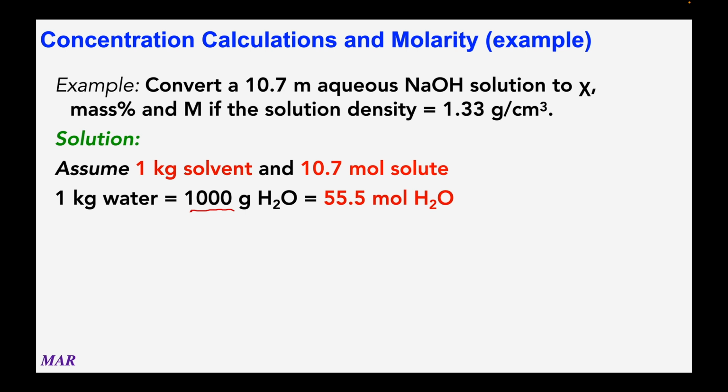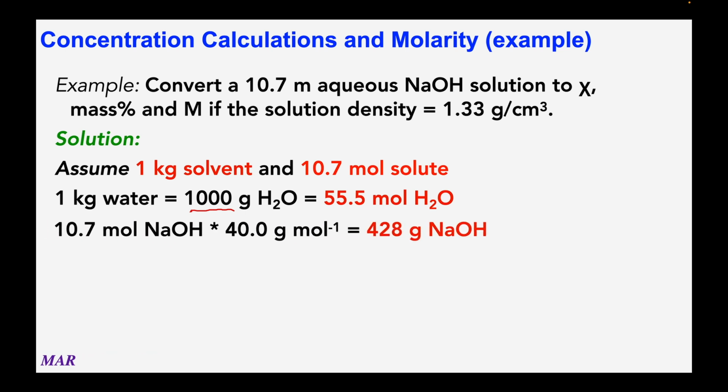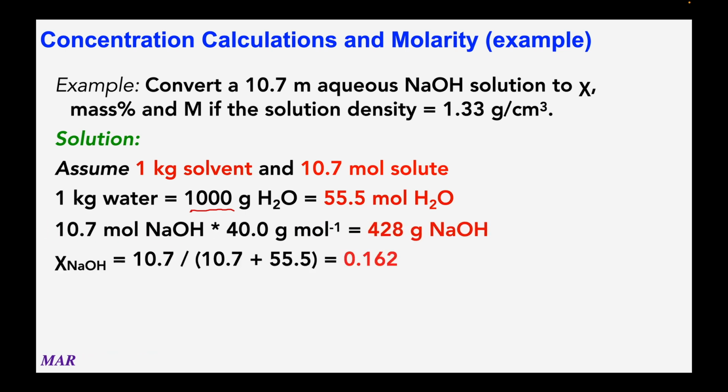Now, from there, remember you need grams and moles of solute and solvent. So we can take that 1,000 grams of water, divide by 18.02 grams per mole, the molar mass of water, to get 55.5 moles of water. We're also going to need grams of solute, so 10.7 moles of sodium hydroxide times the molar mass of NaOH, which is about 40 grams per mole. That little -1 there just means that it's per mole, if you remember. Anyway, that comes out to be 428 grams of NaOH.